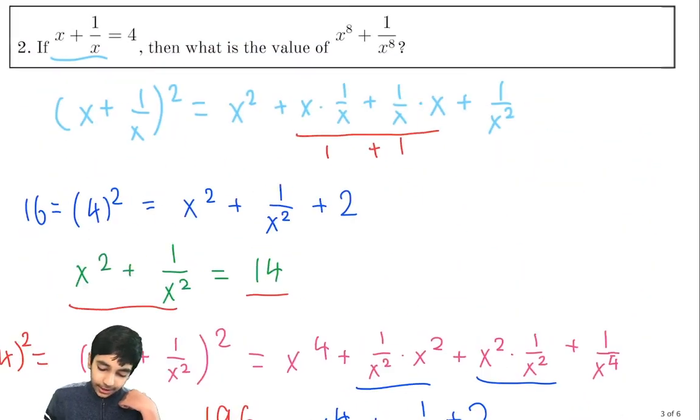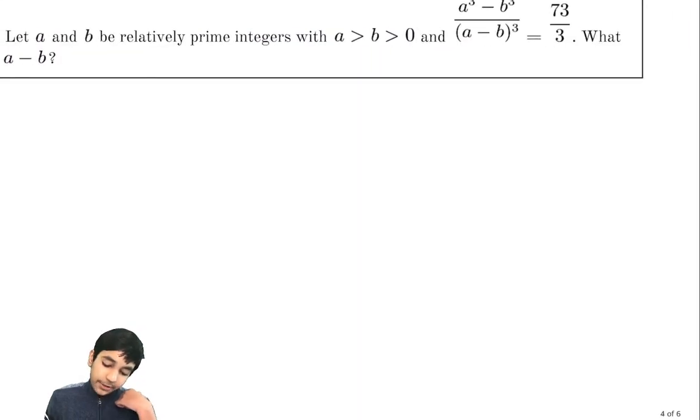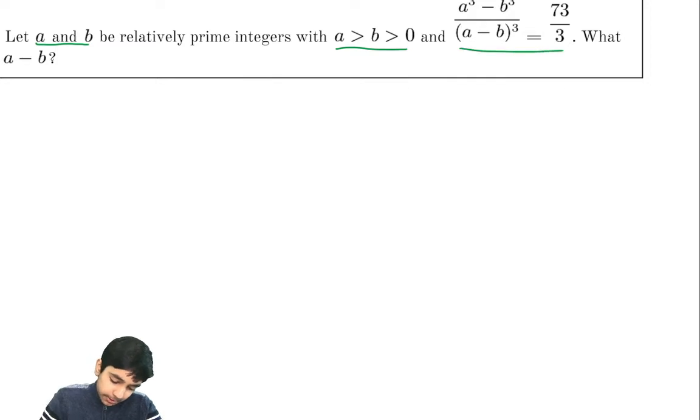Okay, so now let's take a look at our next problem. This one has some number theory involved as well. Let a and b be relatively prime, a is greater than b is greater than 0, and we have that this big expression is true and we want to find a minus b. How can we do that?